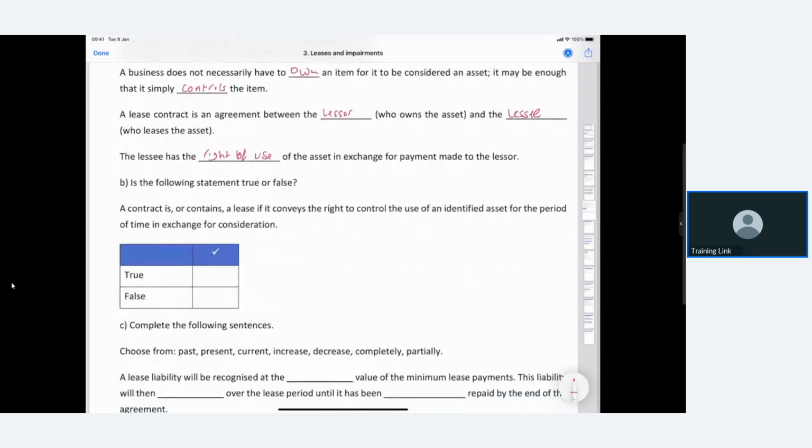So B, is the following statement true or false? A contract is or contains a lease if it conveys the right to control the use of an identified asset for the period of time in exchange for consideration, i.e., do they have the right to control and use the asset in exchange, usually, not always, but in exchange for payment, usually in money, but consideration usually has a monetary element to it. So that would definitely be true.